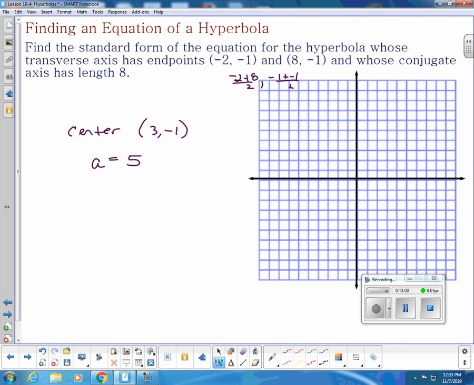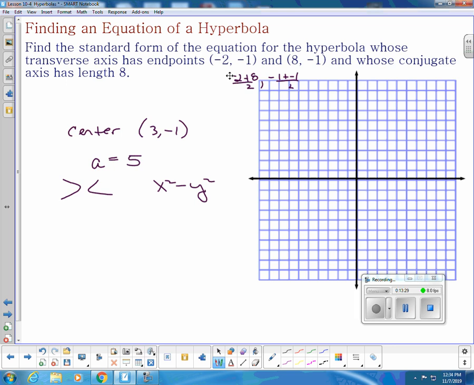Okay? Which way am I going with my hyperbola? Left to right or up and down? Left to right, because my endpoints, my x's are changing. So we have an x squared minus a y squared.